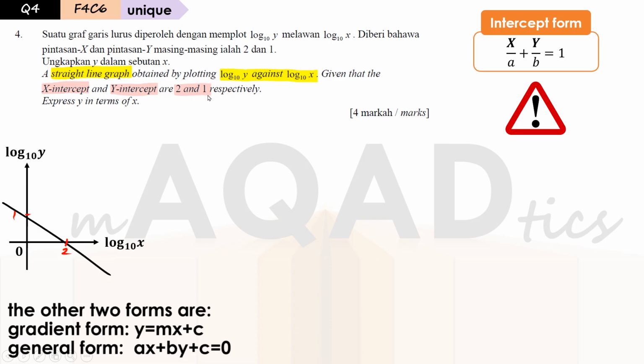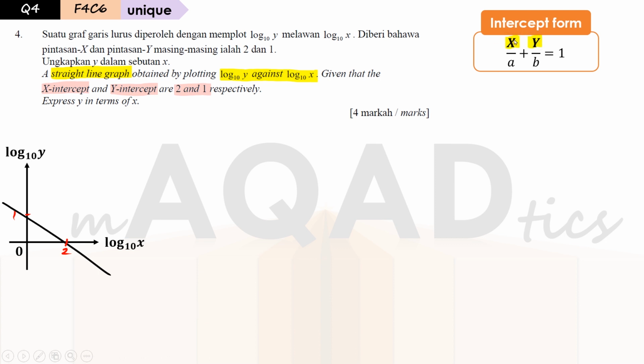Since these 4 pieces of information we already have, which is log base 10 x, log base 10 y, 2 and 1, then we can substitute all of the information inside this equation. For the x and y, it will be log base 10 x and log base 10 y. And for the a and b here would be 2 and 1 respectively. Now we can use this equation and let's simplify it. The first thing is let's remove the denominators first.